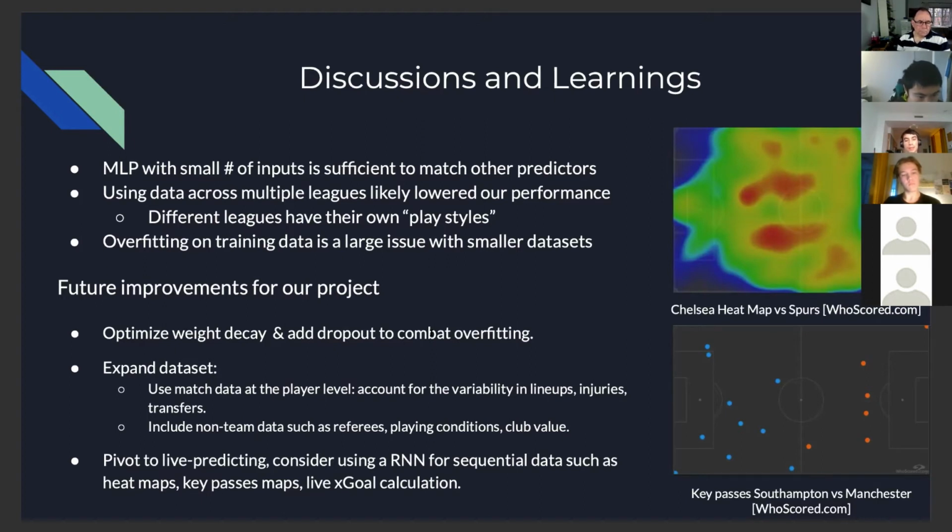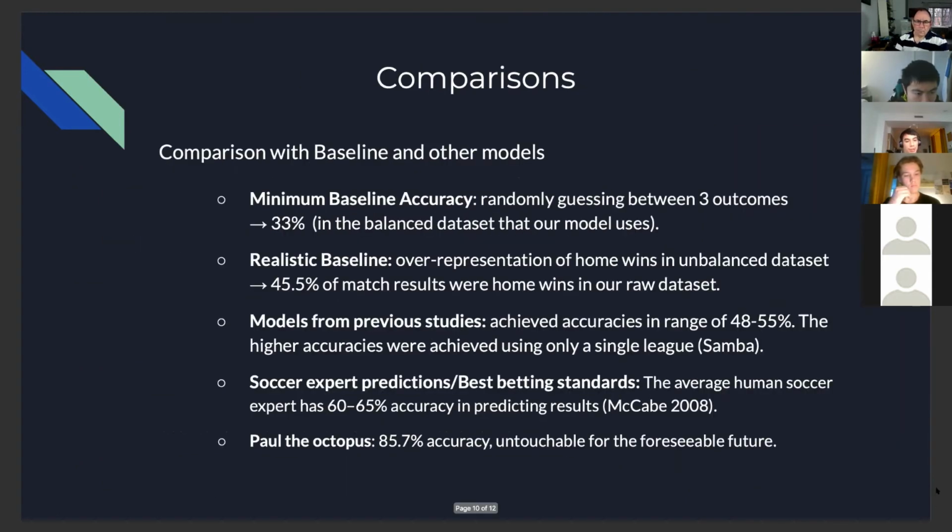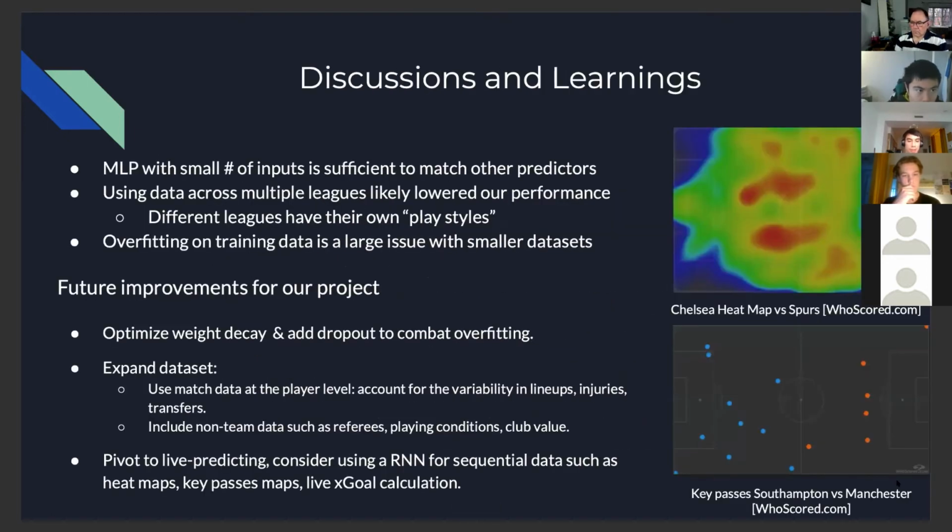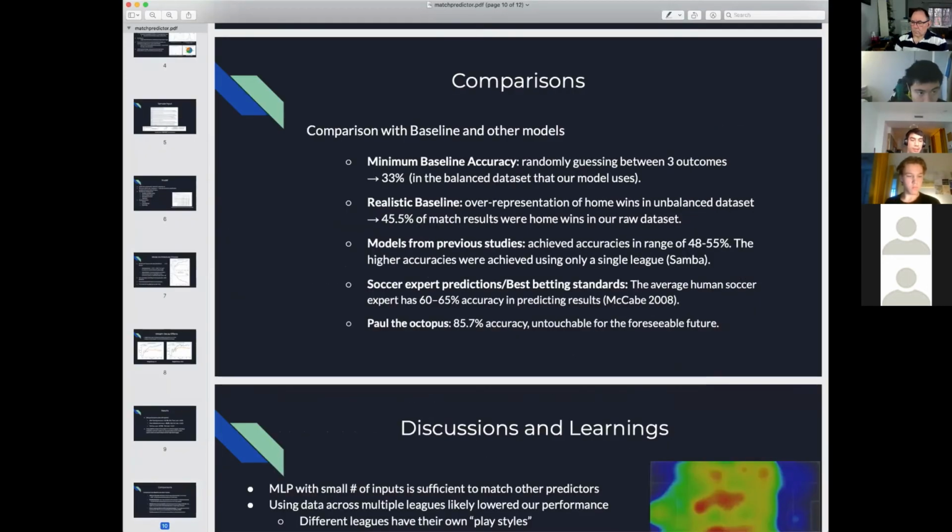The small data set made overfitting a lot more of a problem than we anticipated. In the future, we'd look to optimize weight decay and include dropout. We'd also look to expand the data set using player data and non-team independent data as well. I guess that's the end of our presentation.